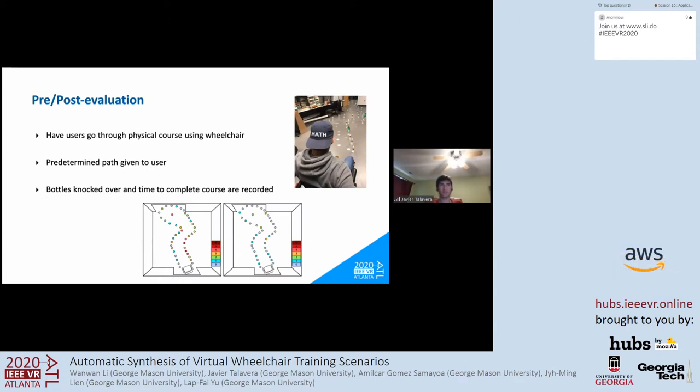So in order to test the efficacy of our training environment, users would be asked to go through a physical course using a manual wheelchair. They were given a predetermined path made up of bottles to follow, and the bottles knocked down and the time it took to complete the course were recorded. The procedure was performed both before the training simulation and after for a post-evaluation.